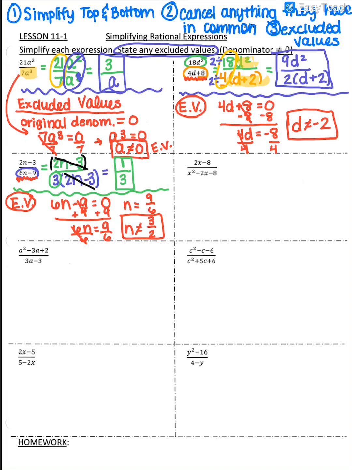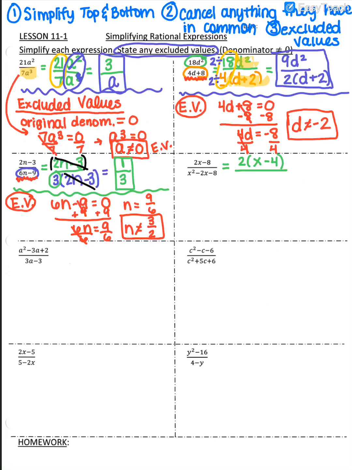So in this next problem, once again, we're going to treat top and bottom separately. So on the top, this one is a lot like the last one we did. The 2x minus 8, we can simplify a little bit. We can take out a GCF. So I'm going to divide the 2x and the negative 8 both by 2. So 2x divided by 2 gives me just an x. Negative 8 divided by 2 gives me a minus 4. Okay, so I simplified the top. Now I'm going to go and simplify the bottom.